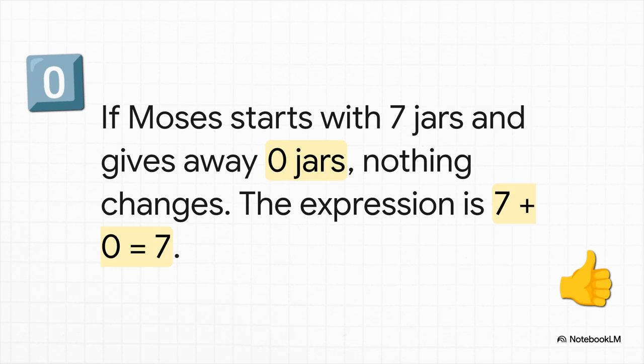In the story, if Moses starts with 7 jars and gives away 0 jars, how many does he have left? Well, he still has 7, of course. Adding 0 doesn't change a thing. It keeps the number's identity.